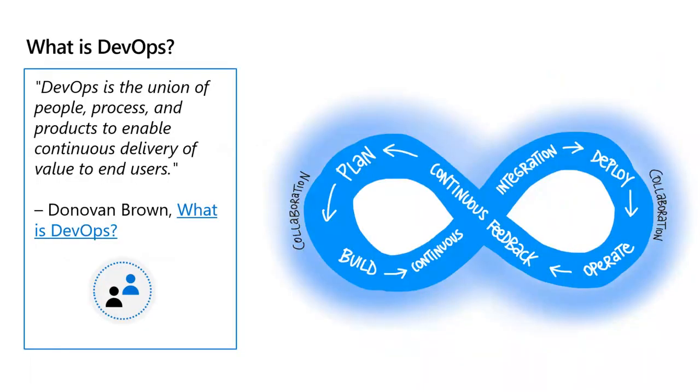DevOps is the union of two words, development and operations. If we take a look at this definition, it is the union of people, process, and products to enable continuous delivery of value to end users. Let me try to explain this in my own words, guys. We want to speed up the process when we want to deliver software. Remember this, we want to speed up the process when delivering software. And this will be split into multiple cycles, and on each cycle, we want to deliver something valuable to our users.